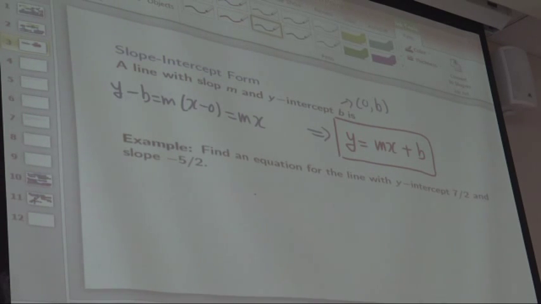Now we want to find the equation for the line with the y-intercept 7 over 2 and the slope negative 5 over 2. So when you plug in, we have y equals m, which is negative 5 over 2 x, plus the y-intercept, which is 7 over 2.